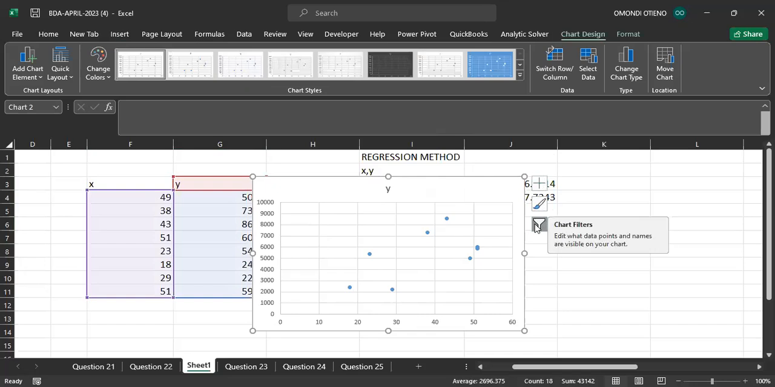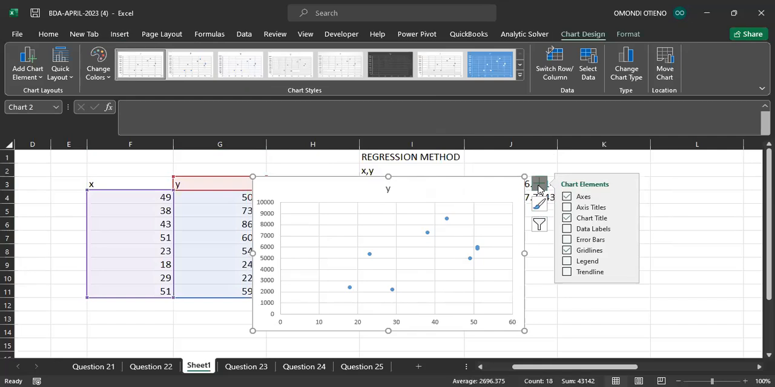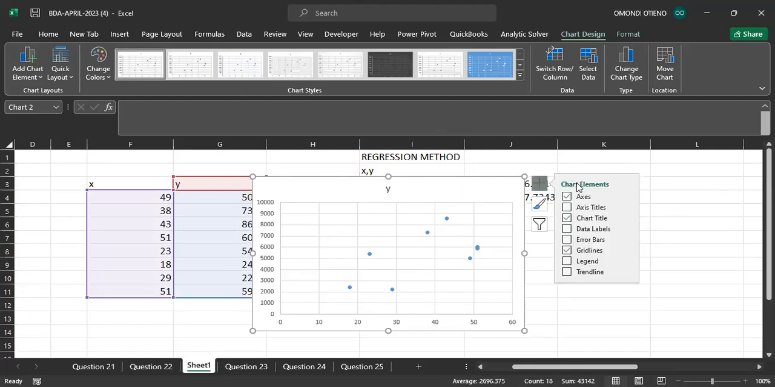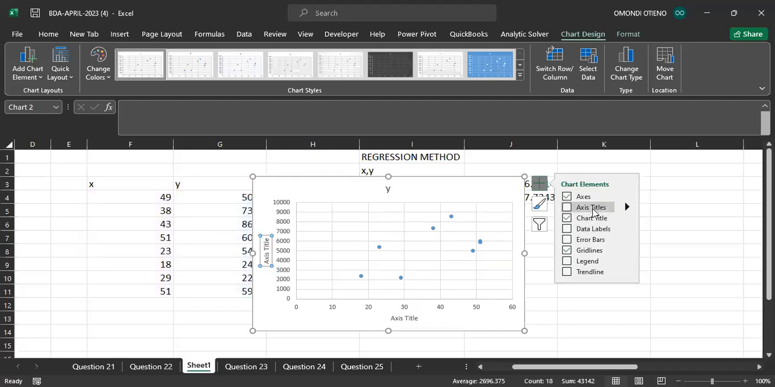So this one here is to filter. This one here is to bring in the chart styles. And of course, this one here is to display the chart elements. So go to the chart elements, click on it. You'll be able to see the items listed here. Number one, which you should not forget at any given time, is the axis titles. Those are 3 marks you get there.